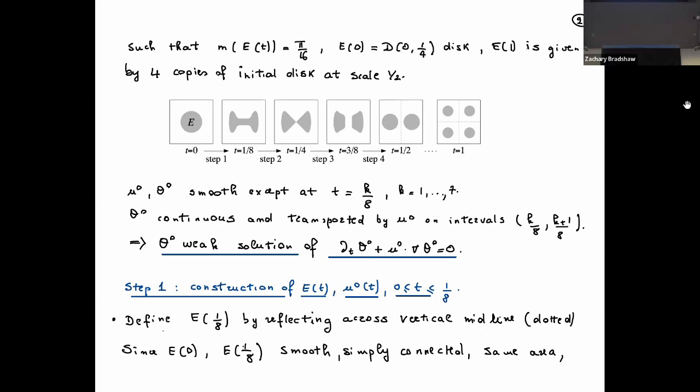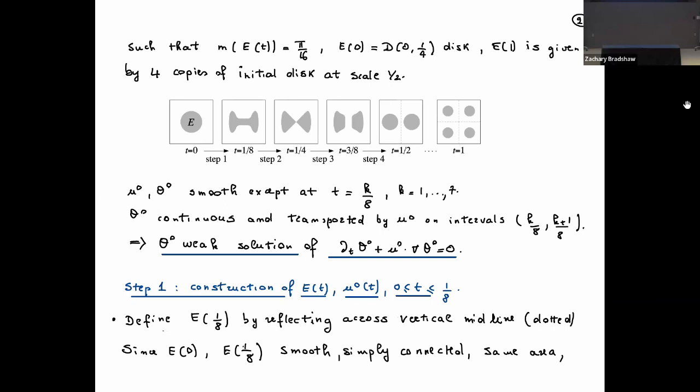So first step is the construction. There will be 4 steps, which correspond to going from 0 to 1/8, 1/8 to 1/4, 1/4 to 3/8, and then 1/2. And once I reach here, in fact, I'm already in a self-similar situation in some sense. So I only have to explain how to go from time t equals 0 to time t equals 1/2, and then I can repeat the construction. So step 1 is the construction between 0 and 1/8.